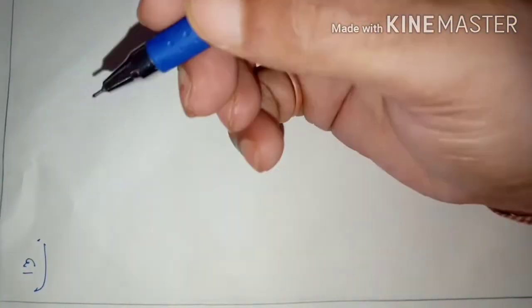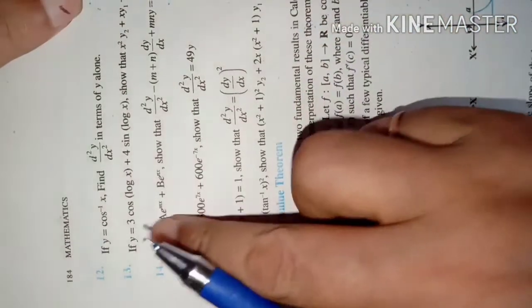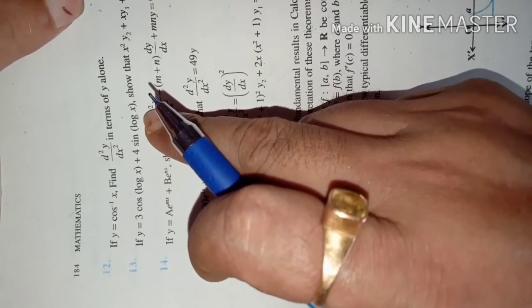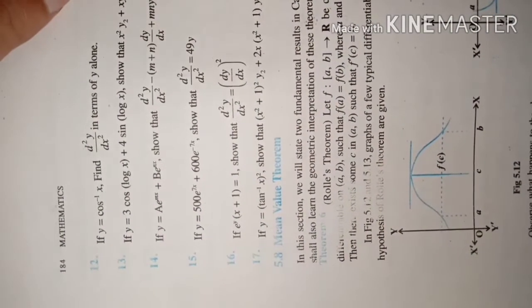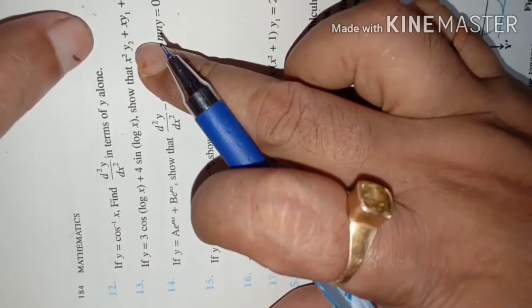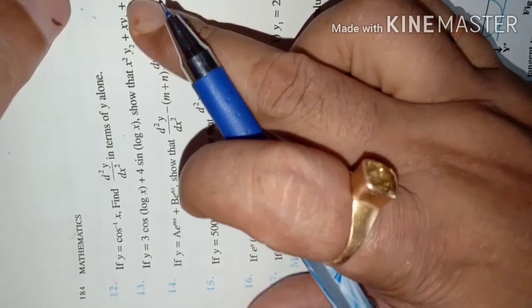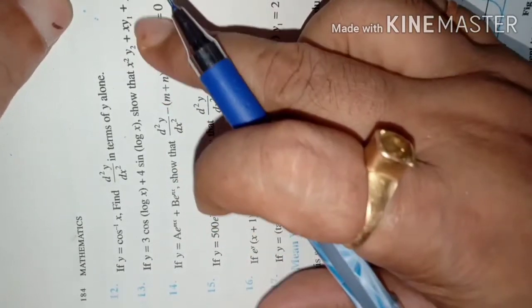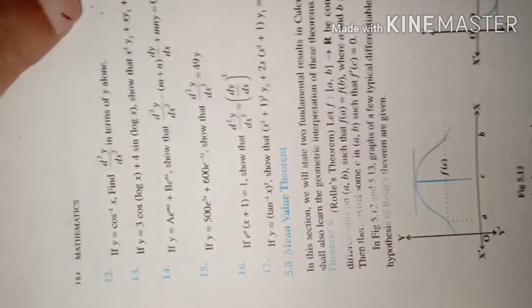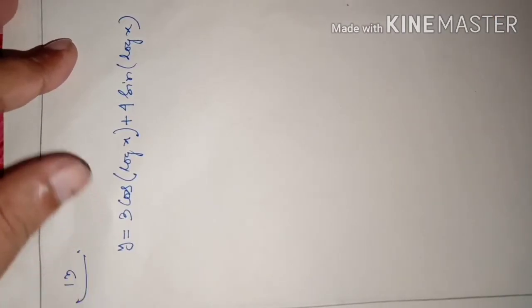Question number 13 is here, students. Question number 13, that is y equal to 3 cos log x plus 4 sin log x, and you have to show that x square into y2 plus x into y1 plus y equal to 0. We have to form this equation. That means we have to find out the second order derivative.